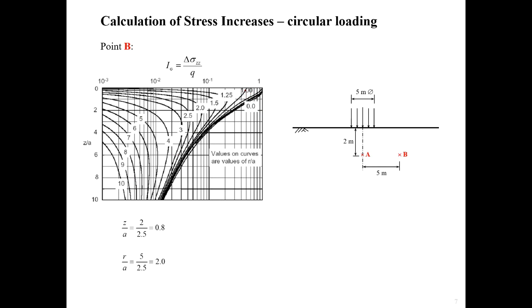And for R over A, J over A should be somewhere here. That's 2, that's 1, roughly 0.8, roughly here. So R over A, R here is the R. R is 5 meters, and A, again, is the radius of the circular loading, 2.5. So we get a ratio of 2. So that's the R over A line. It's here.